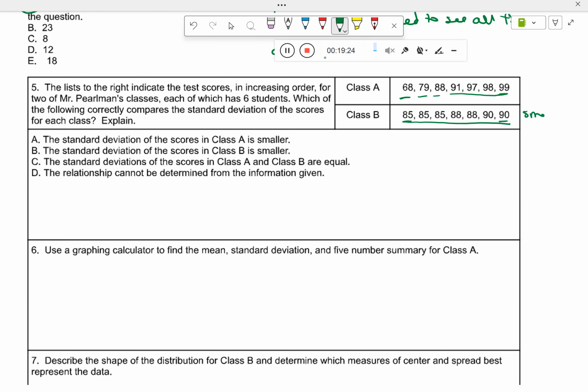So here I would expect a small standard deviation, whereas where the data is more spread out, I would expect a larger standard deviation. So looking through the options, it says the standard deviation in the scores of class A is smaller, the standard deviation in B is smaller, the two are equal, or the relationship cannot be determined. Well, given that the data is grouped so closely together in class B, I would expect a smaller standard deviation. So I'm going to choose option B.